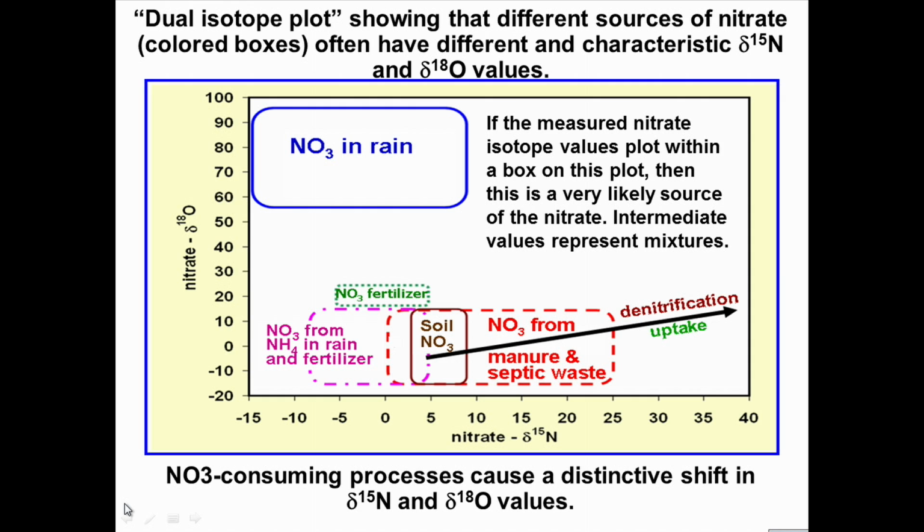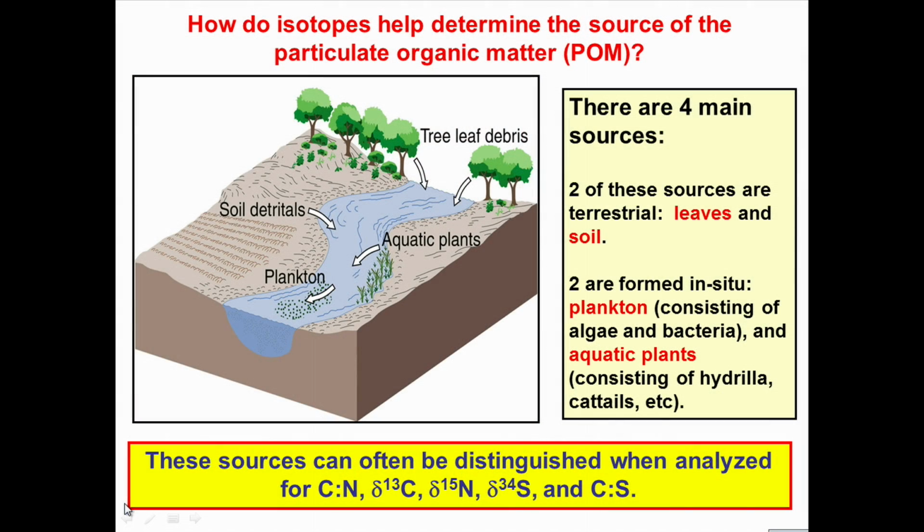And processes, there's this arrow that goes off to the right, denitrification, uptake. That's what a process is. If those processes are converting nitrate to algae as an uptake or converting nitrate to N2 gas, the stuff that's left behind moves in that direction. So if you see data that plots in that direction, that's a plausible interpretation. That's different from a right interpretation. It's the plausible. Okay, so that was your whirlwind through nitrate isotopes. My other favorite one is particulate organic matter, which is POM, which some people would call seston, particulates.